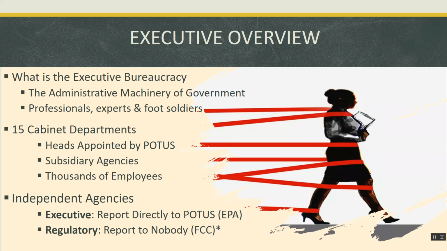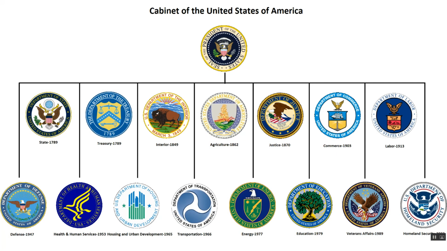These millions of employees are organized into 15 cabinet departments, each of which is headed by an appointee selected by the president and confirmed by the Senate. Each of the cabinet departments encompasses subsidiary agencies, and each of them handles a very broad issue area. But then you have the independent executive and regulatory agencies, which handle very small issue areas, just like subsidiary agencies, but don't find themselves couched within a cabinet department.